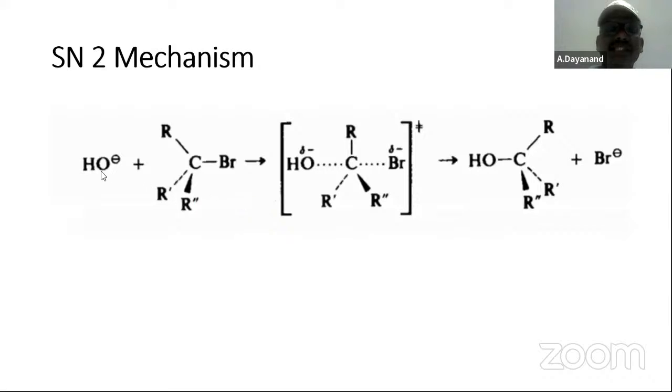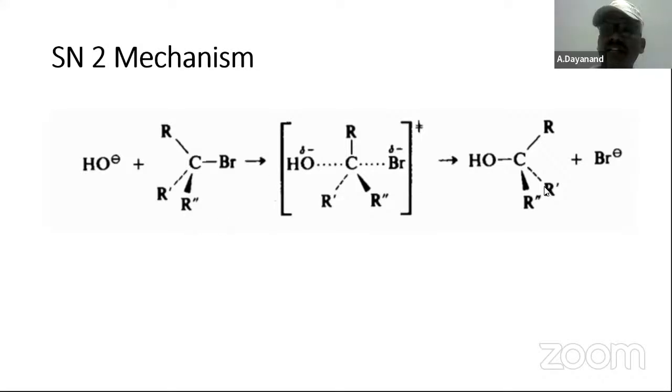SN2 mechanism. If you see this SN2 mechanism, the OH minus is going to attack this alkyl halide in a concerted step. In a single step, they are going to attack, and as a result, a transition state forms. It is like a wheel, with the spokes of a wheel. It is like this transition state, which has 5 groups, out of which 2 are partially formed and one is partially dissociating. And finally it is giving an inverted compound.